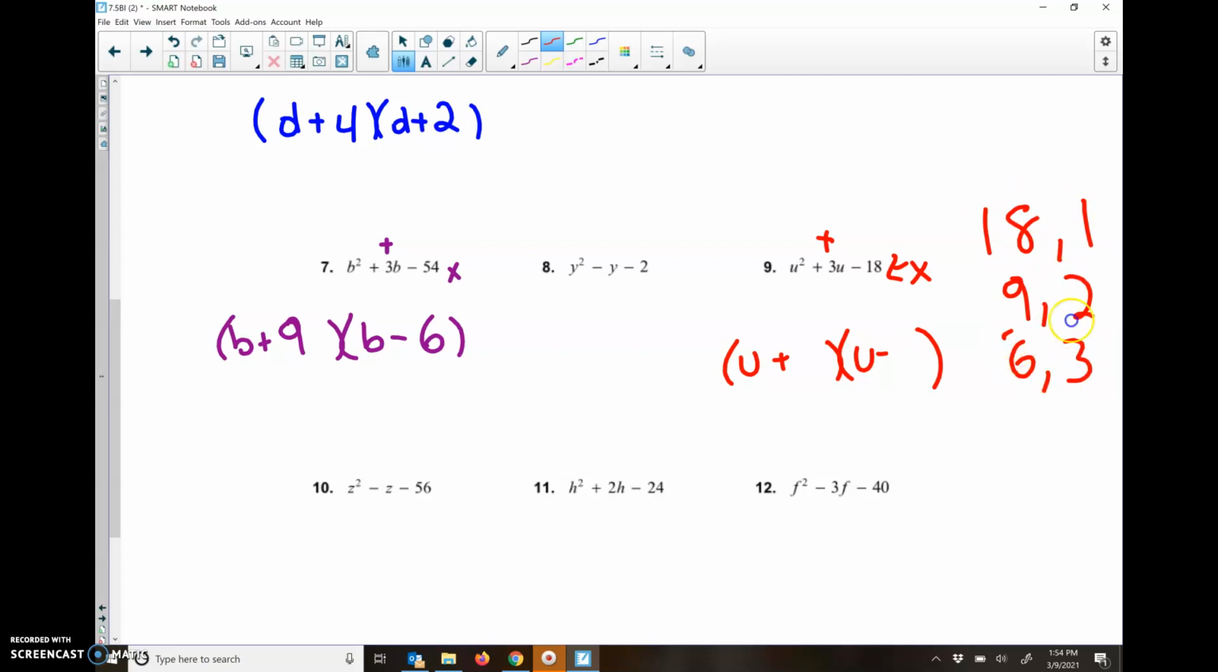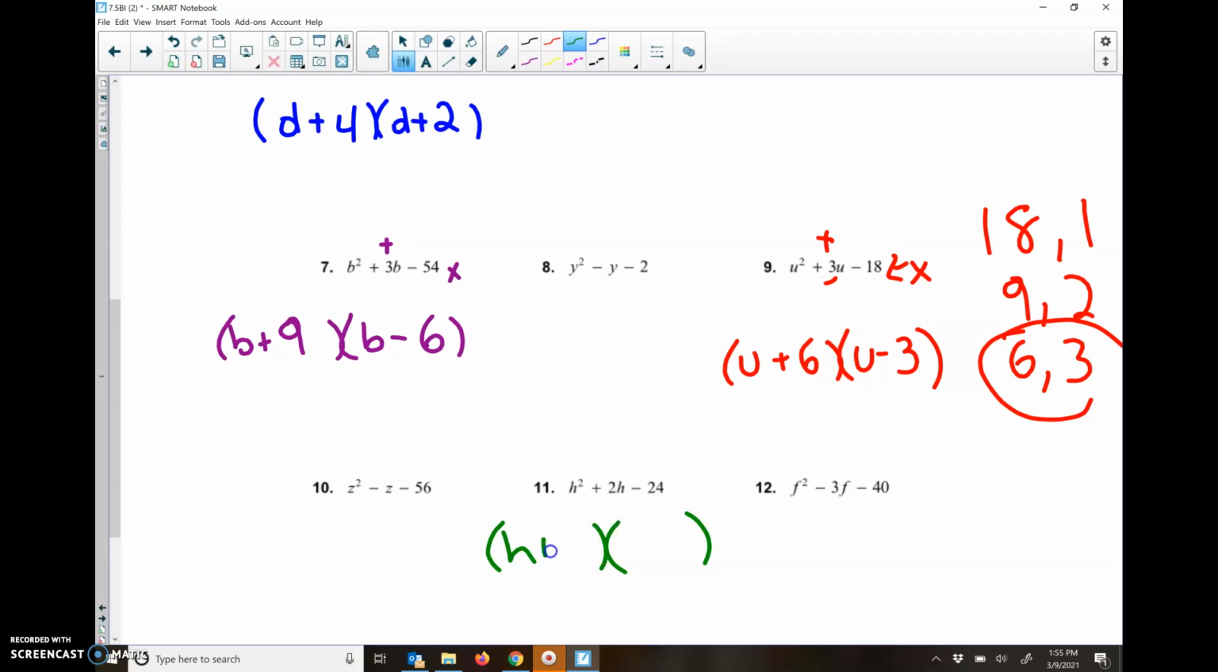And it looks like 6 and 3, the difference of those two is 3. So I'm going to use those two numbers. Except now I have to think again, do I want a positive 6 or a negative 6? And since I have a positive 3 there, positive 6 plus a negative 3 gives us the positive 3. So u plus 6 and then u minus 3. Let's look at one more like that.